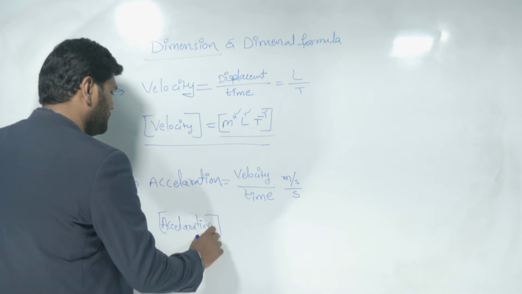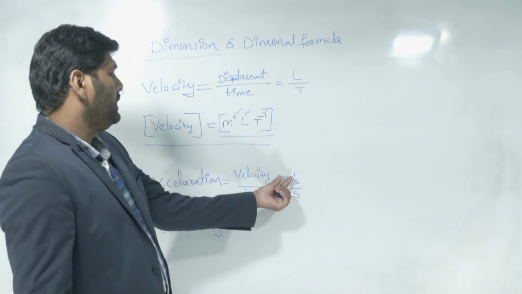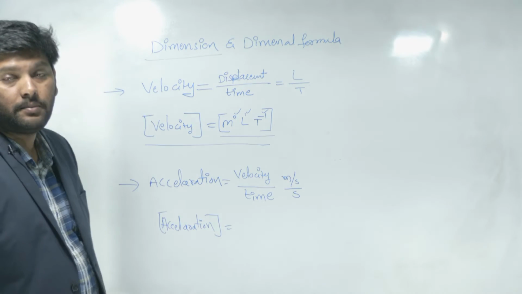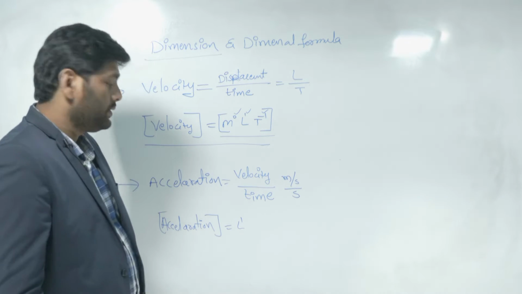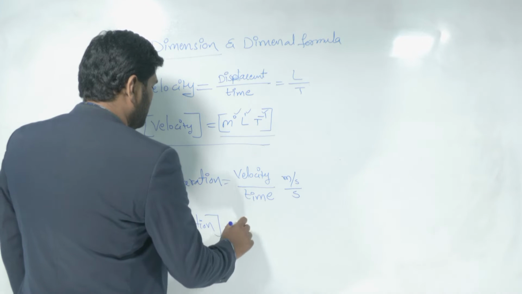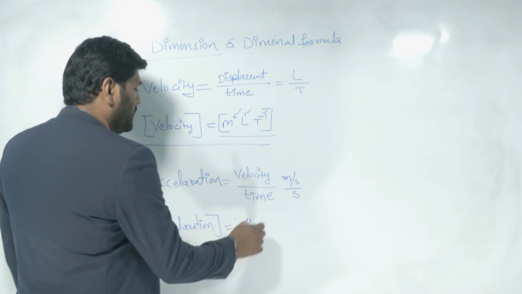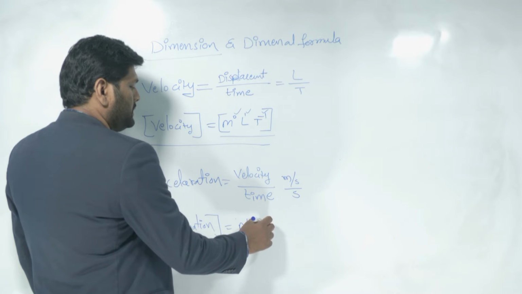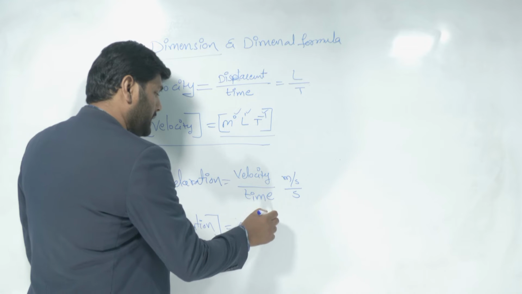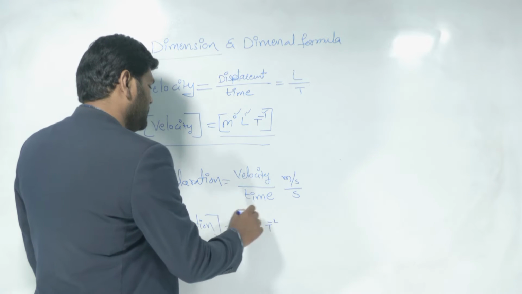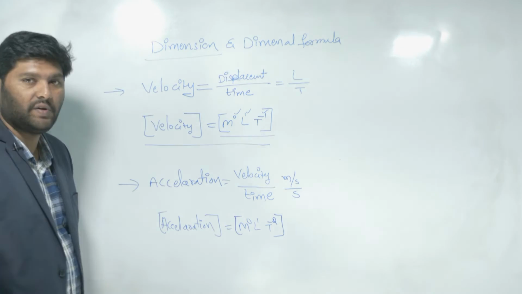Acceleration is equal to, so already you know, here m means meter, which is nothing but length, so L power 1. First of all, write the mass term: no mass contribution, so M power 0, L power how much? 1, T power how many? Square times, but it is in the denominator, so it becomes T power minus 2.